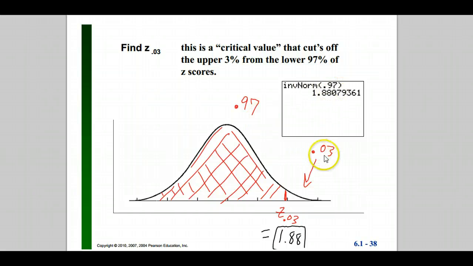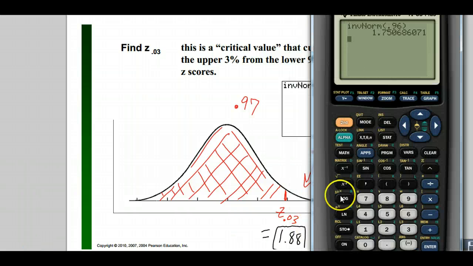The area to the right is not what the inverse normal wants to take in. It wants to take in the area to the left. So we put in the area to the left. 1 minus 0.03 is 0.97. Remember, the total area is 1. So 1 minus this gives us the area to the left, and that gives me that 1.88 number that I'm getting there. Now if you had put in the area to the right by accident, if you put in just whatever this number is and hit enter, it's going to give you the opposite, again because of the symmetry at 0. So you want to make sure that you subtract that from 1, or you're going to get the wrong end of the bell curve.